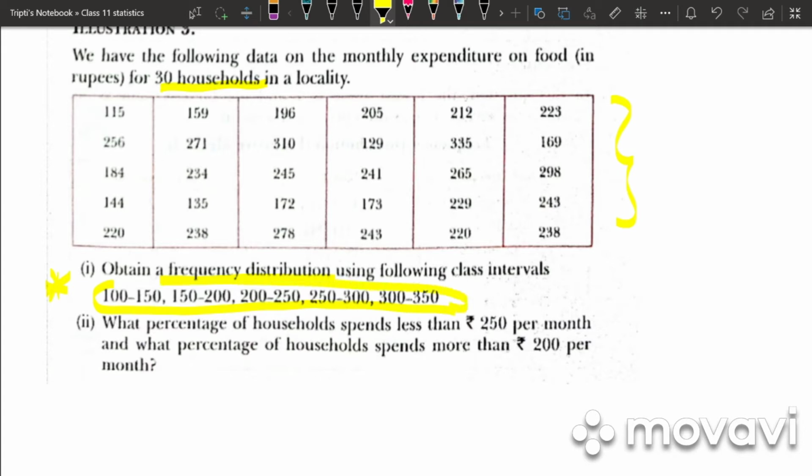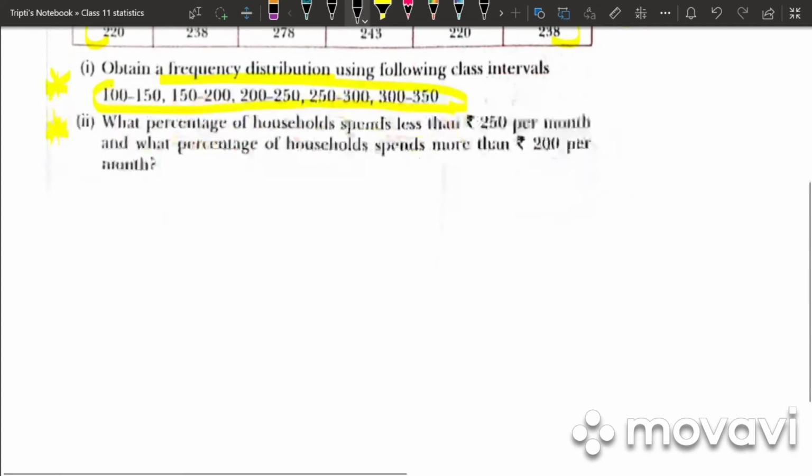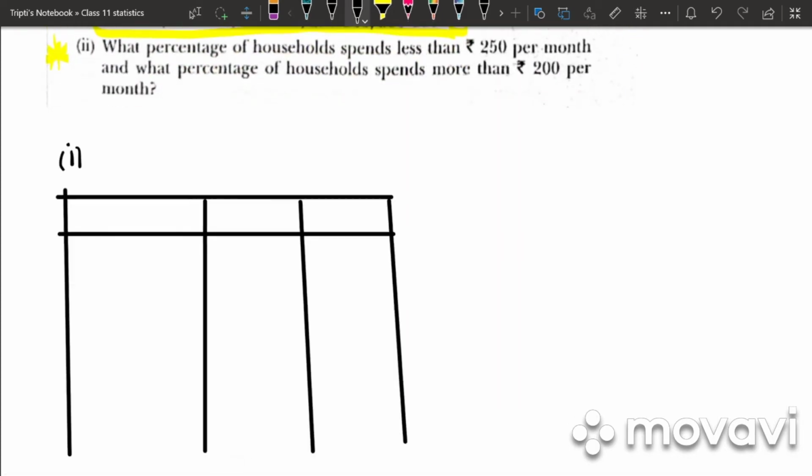So in this case, though they have just given us the numbers, in the first question they have given us what should be the class intervals. If they had not given it, we would be assuming a certain class width and finding the class interval. And the second question they have asked is what percentage of households spends less than 250 per month and what percentage of households spend 200 per month. So first we will be solving the first question.